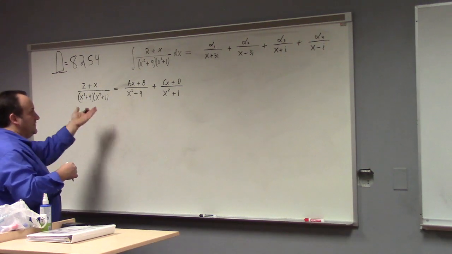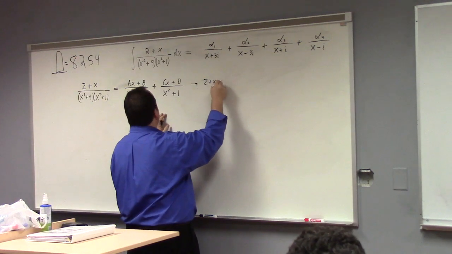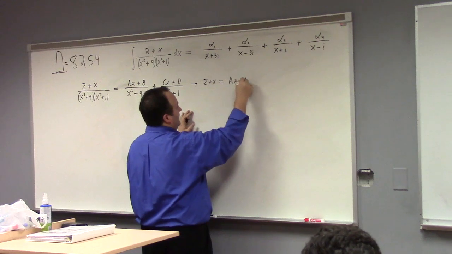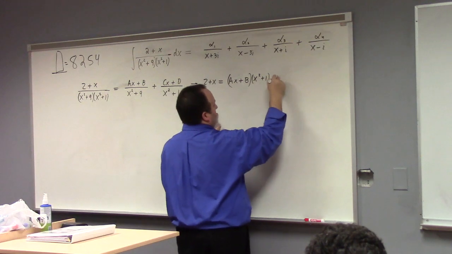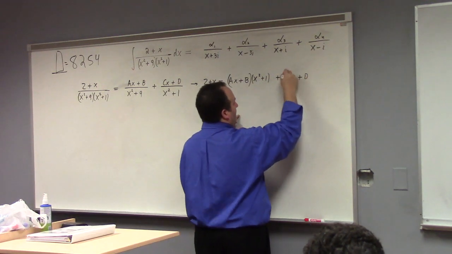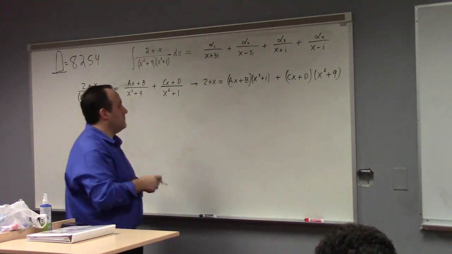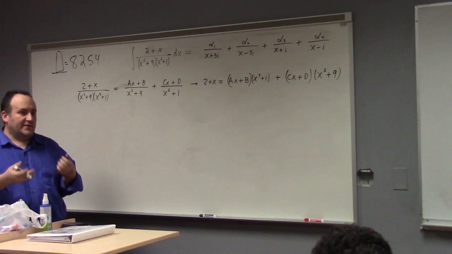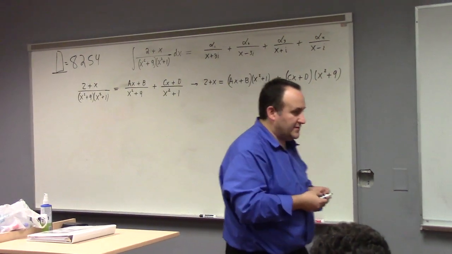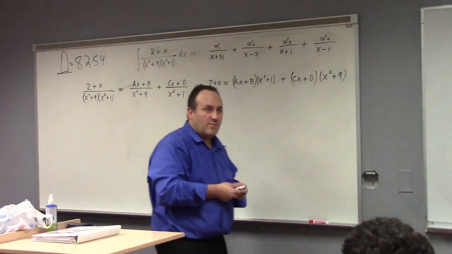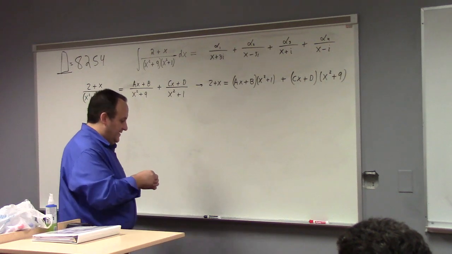Okay, so multiply both sides by the denominator, and we get 2 plus x is equal to Ax plus B, parentheses, times x squared plus 1, plus Cx plus D, times x squared plus 9. Now there's various ways to solve this. I think the easiest way to solve this is actually to use complex arithmetic. Well, let me show you. I haven't showed you this yet, but this is something neat.